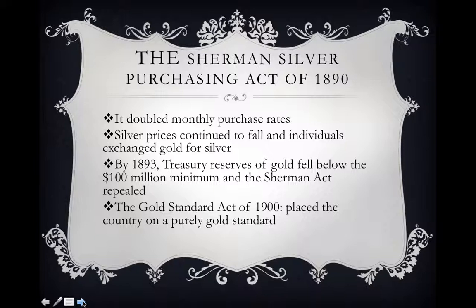This caused a problem where we're trying to support silver and then gold starts flowing out of the country. The gold reserves of the Treasury fell below the $100 million minimum that it was allowed to have, and the Sherman Act was repealed. So when we talk about the Panic of 1893, a lot of it is related to the federal government trying to support silver prices and this bimetallic standard. I want you to realize that all of this basically left us with the Gold Standard Act of 1900. We were no longer on a bimetallic standard. We were on a strictly gold standard.